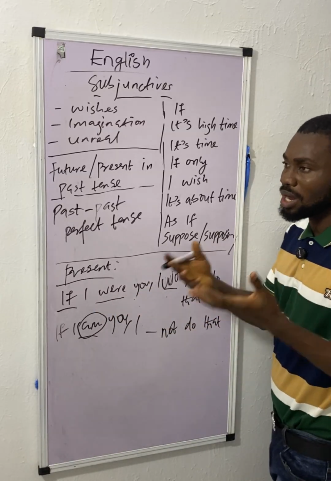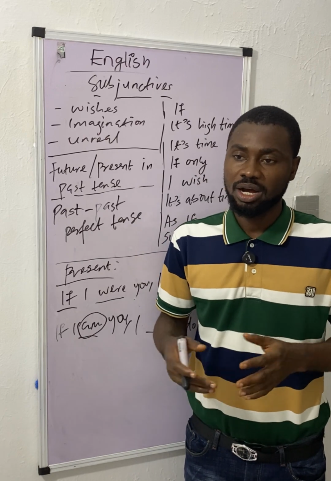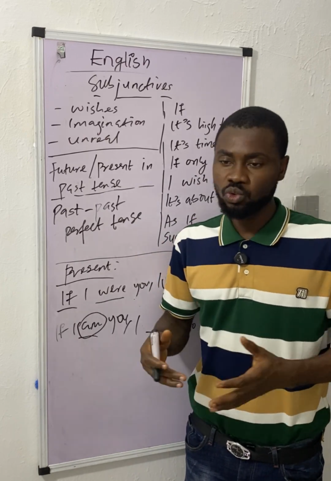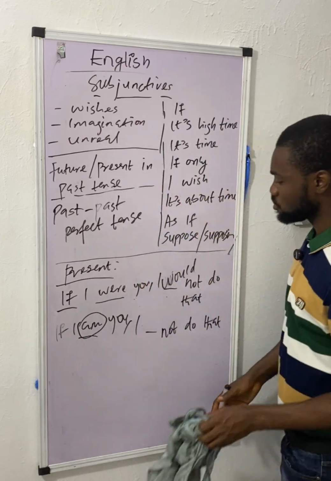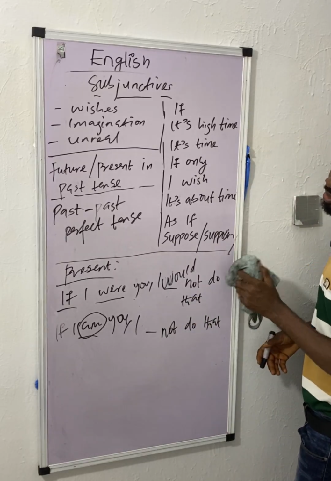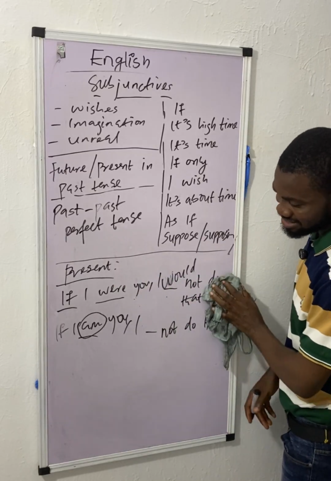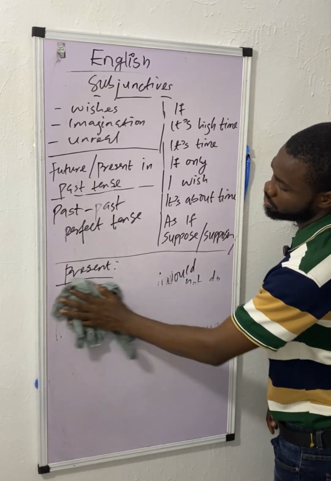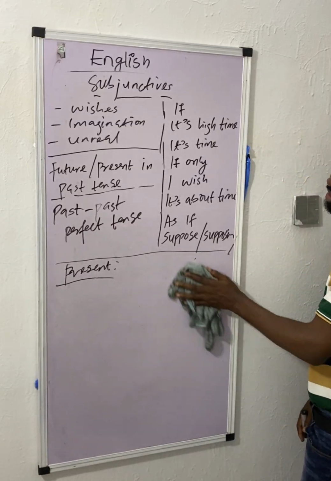If I were you. So you are telling someone in the present that if I were you, I would not do that. I wouldn't have done that. I would not have done that. It's the same thing now. So this is for the present. It's a present expression, a present statement.